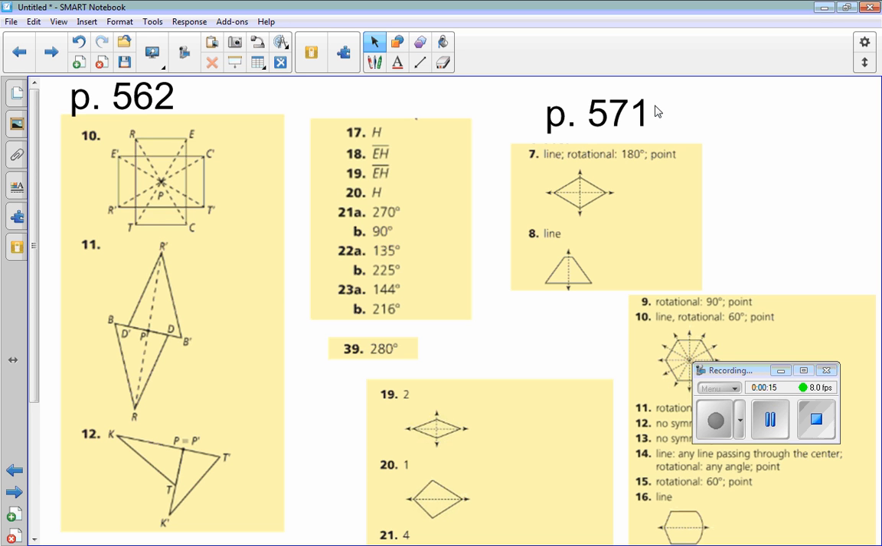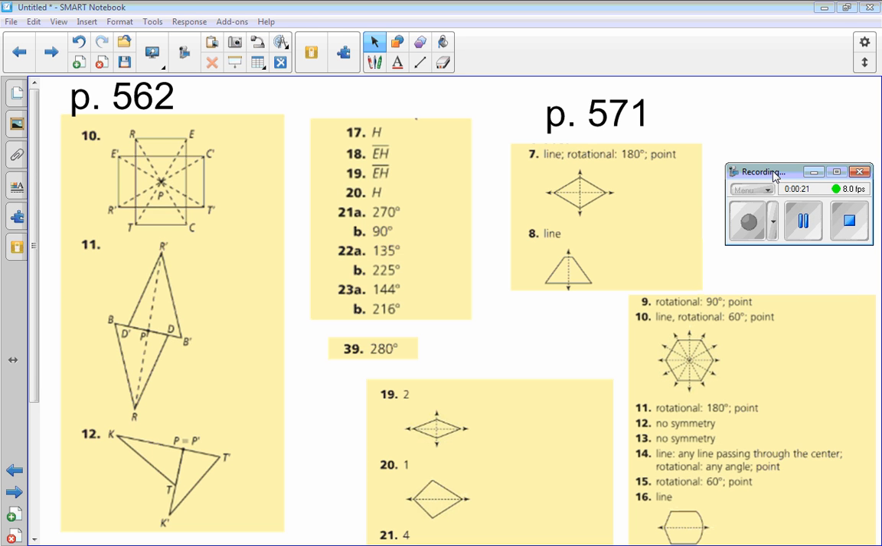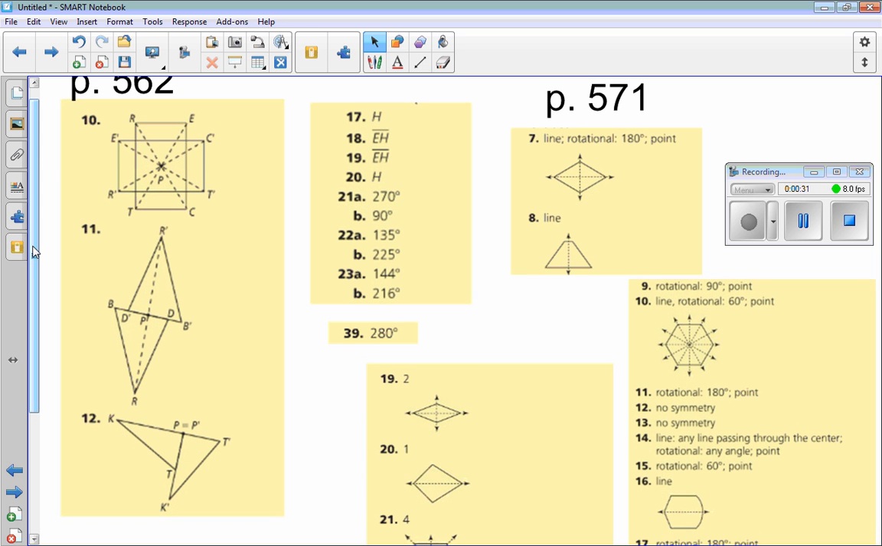Some of these pictures that you were asked to draw may be a little bit different, especially when you get down to the symmetry stuff where it asks you to draw an example of certain things. So we can look at that, but go ahead and check your answers to 562. And I think we should look at question at least 22B, if not 22 altogether. And then page 571 was your symmetry, and I'll scroll down to show you the rest of that in just a second.